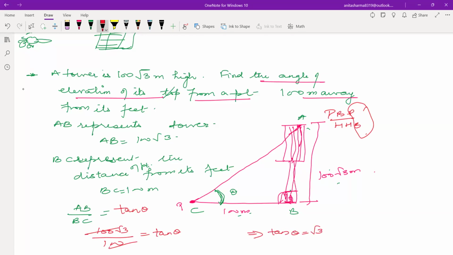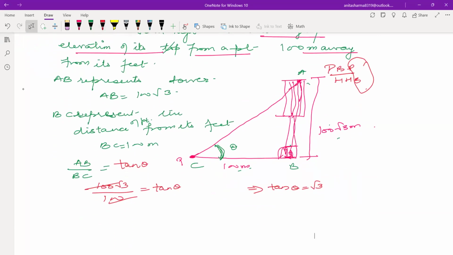Now check the table, children. At which value of tan is root 3? 60 degree? So you can write tan 60. Now on comparing the angle, the value of theta will be 60 degree. Got it, children? Yes, ma'am. Please note this.